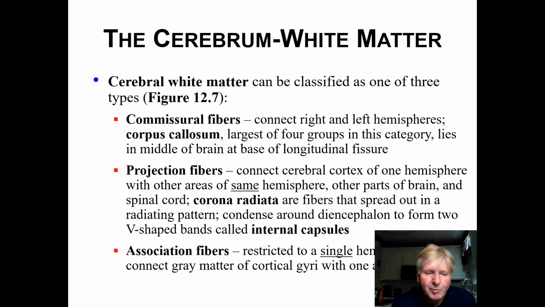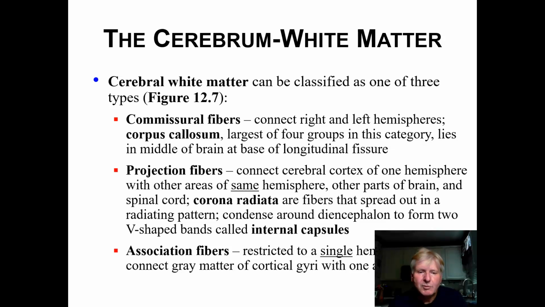Okay, now let's look at cerebral white matter. We've discussed cerebral gray matter. Now let's take a look at cerebral white matter. It's classified in one of three types. The commissural fibers connect your right and left hemispheres. The corpus callosum is the largest of the commissural fibers. They're found in the middle of the brain at the base of the longitudinal fissure.